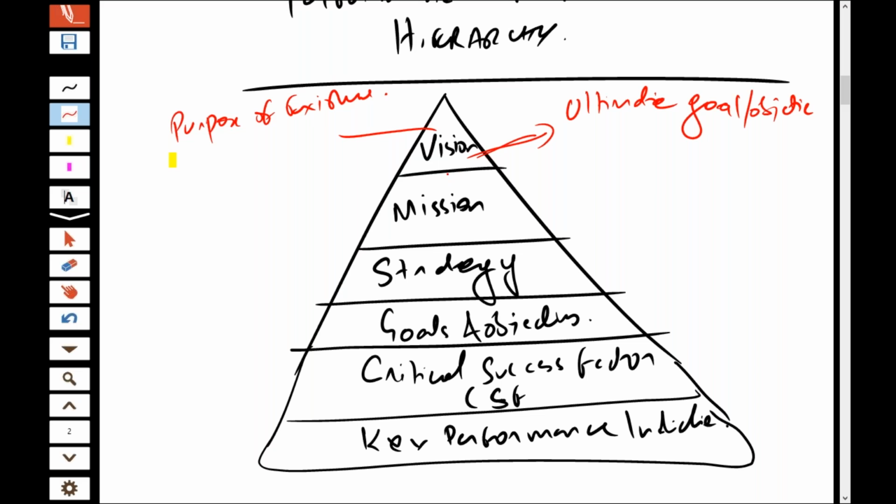The vision is translated into the mission. And what exactly do you mean by the mission of the organization? The mission actually tells you how you will achieve your vision. When we talk about the mission, it is actually how you achieve your vision.